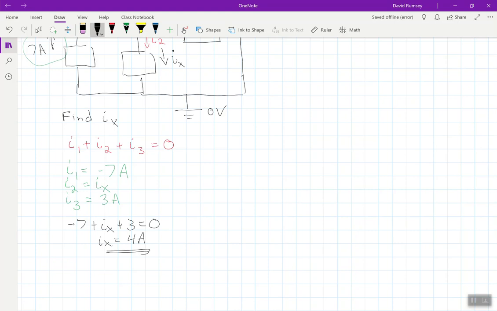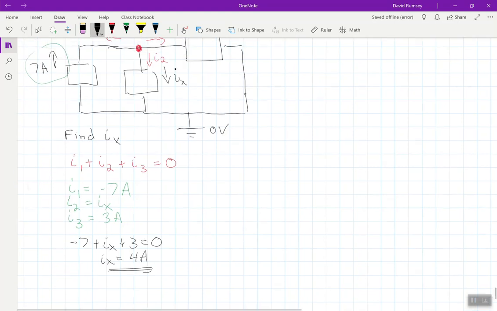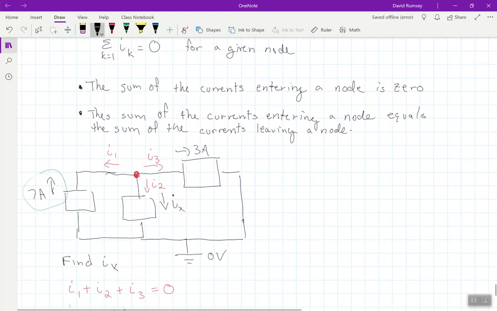Now, there's obviously other ways we could approach this, and we could approach it as the sum of the currents entering a node is 0.